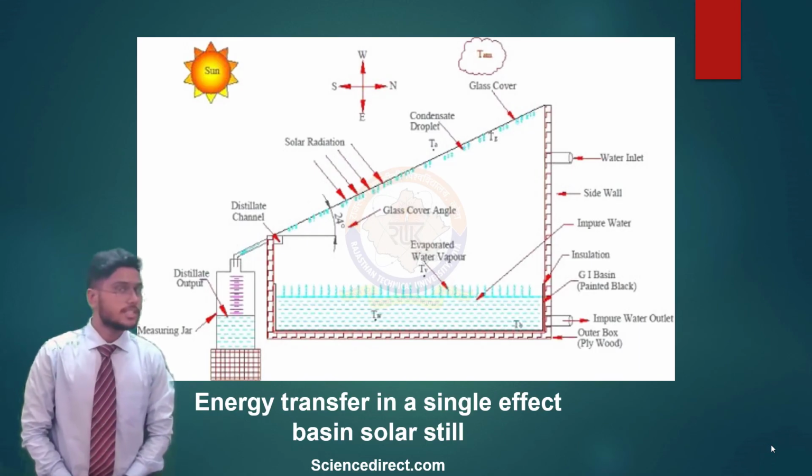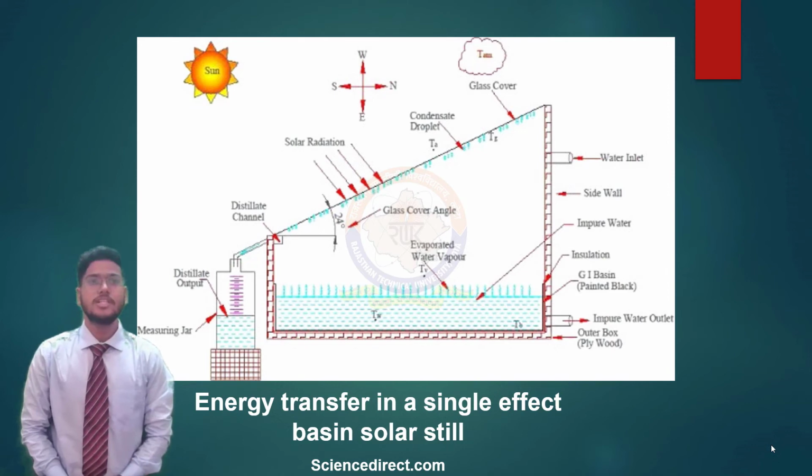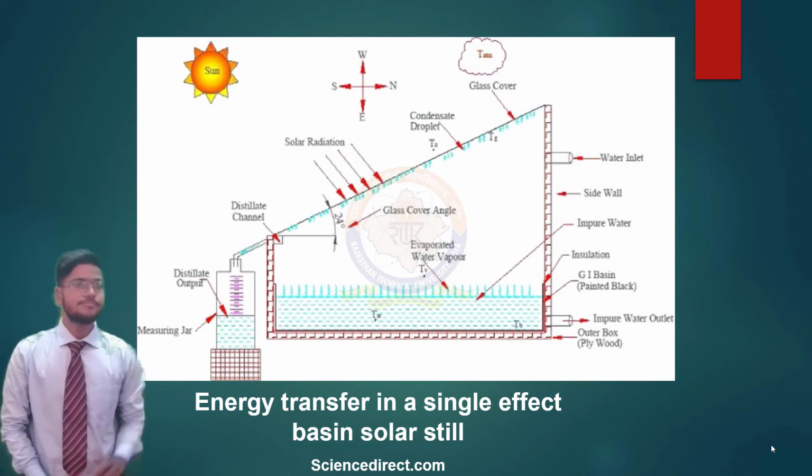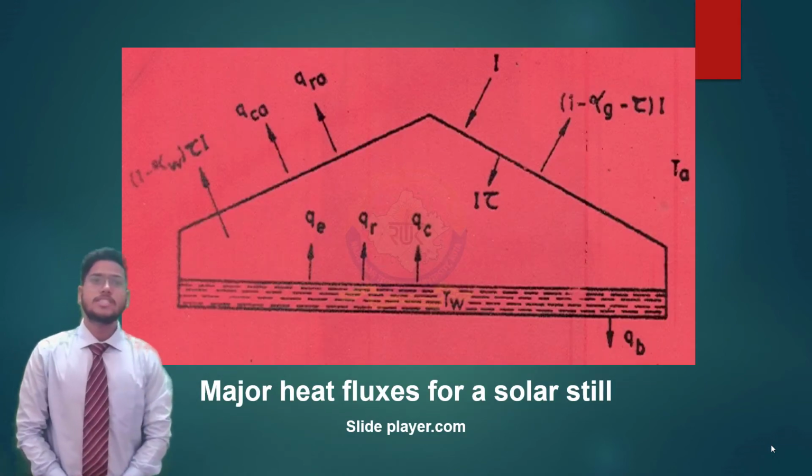So these are some diagrams. This one is for energy transfer in a single effect basin solar still. You can see the energy transfer in this diagram. And this one for major heat fluxes of a solar still.